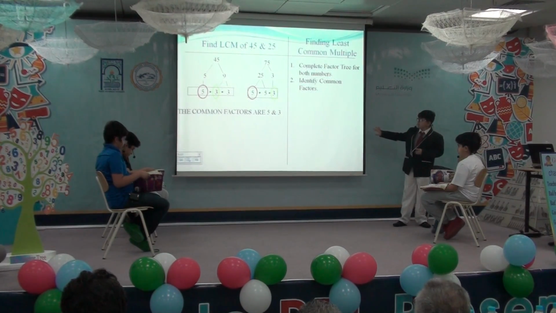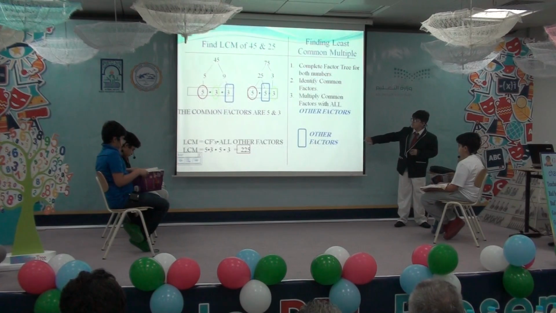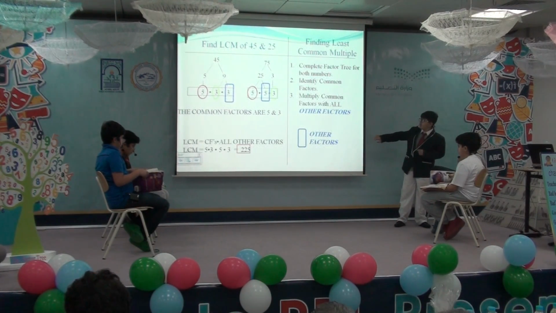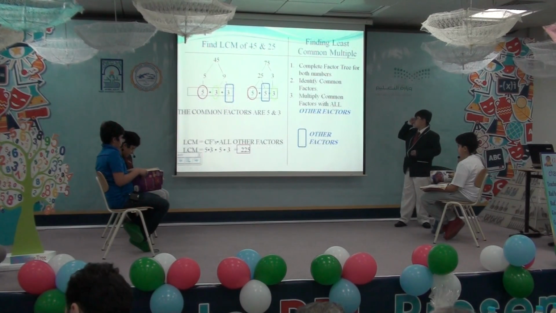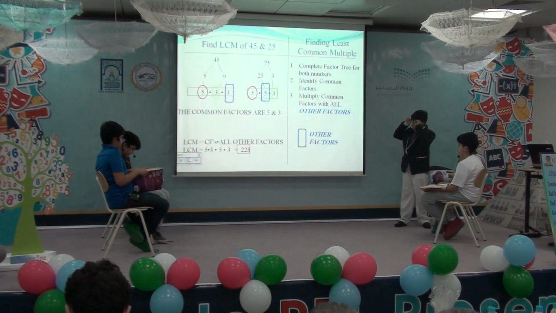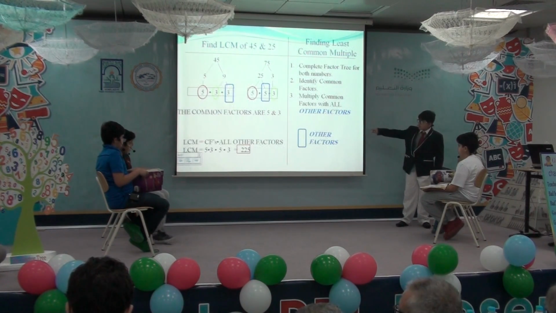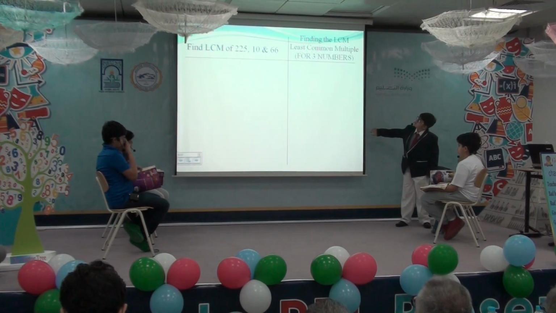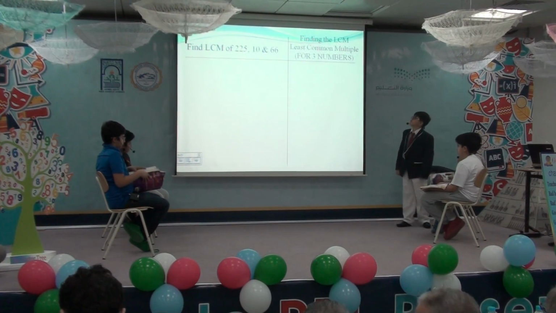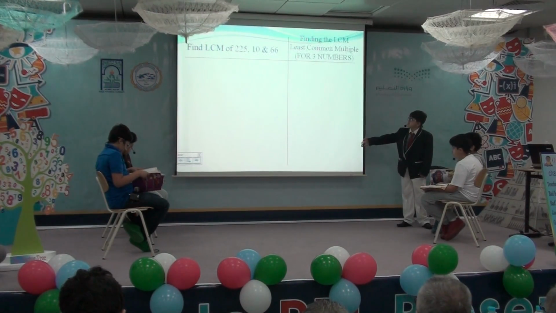The common factors are 5 and 3. And the other factors, we should take them all because it's not like GCF, it's LCM, so we take everything. So we multiply them together. The LCM of 225, 10, and 66.